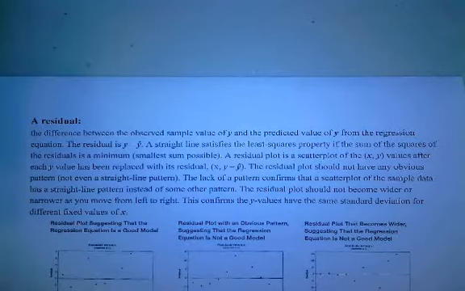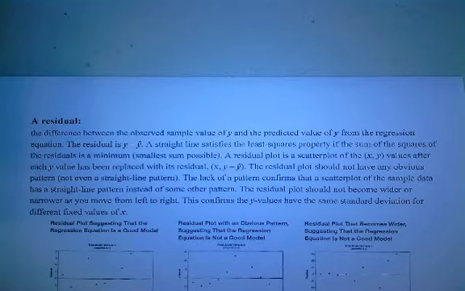The residual plot should not have any obvious pattern, not even a straight line pattern. The lack of a pattern confirms that a scatter plot of the sample data has a straight line pattern instead of some other pattern. Remember that data can have other kinds of patterns besides straight line. It could be something that's more quadratic, like a parabola. It could be something that's exponential. Those are still patterns. They're just not straight line patterns.